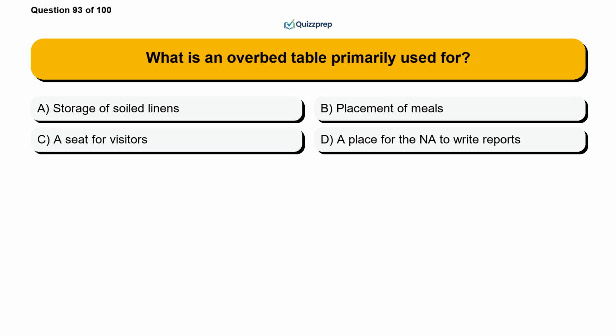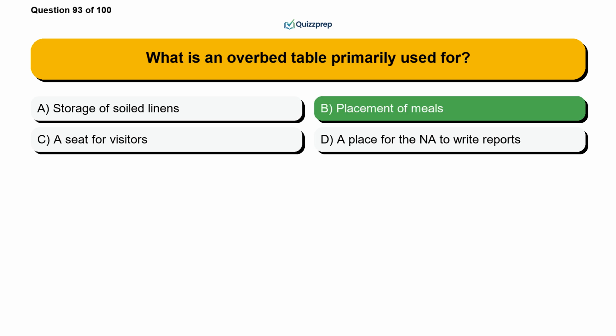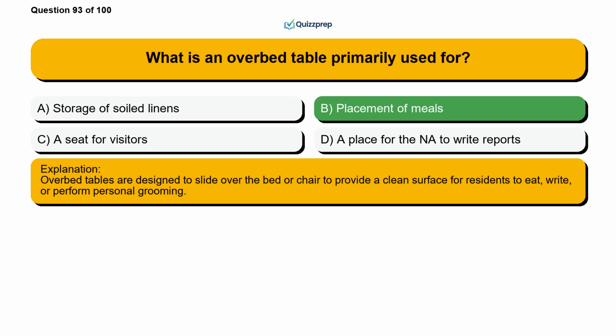Question 93. What is an overbed table primarily used for? Option A, storage of soiled linens. Option B, placement of meals. Option C, a seat for visitors. Option D, a place for the nurse to write reports. The correct answer is option B, placement of meals. Overbed tables are designed to slide over the bed or chair to provide a clean surface for residents to eat, write, or perform personal grooming.